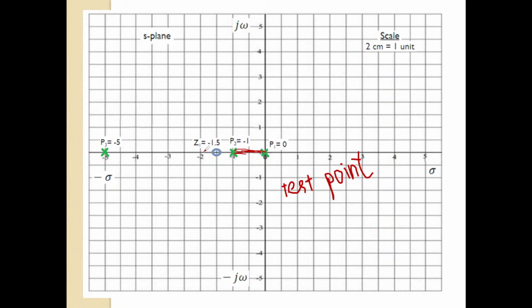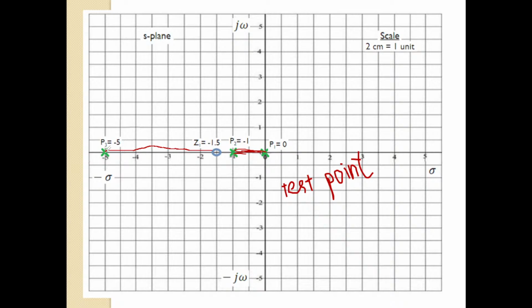There will be a root locus because on the right side of the test point we can see the odd number. Therefore, there will be a root locus. So draw a root locus from this Z1. There will be a root locus from Z1 to P3.